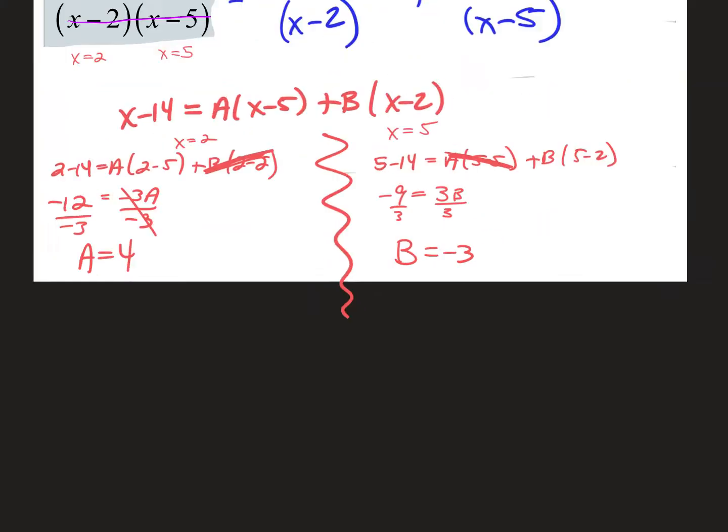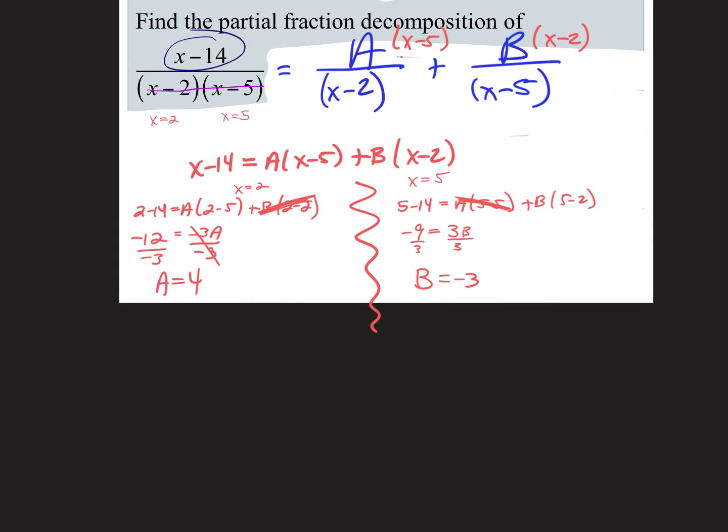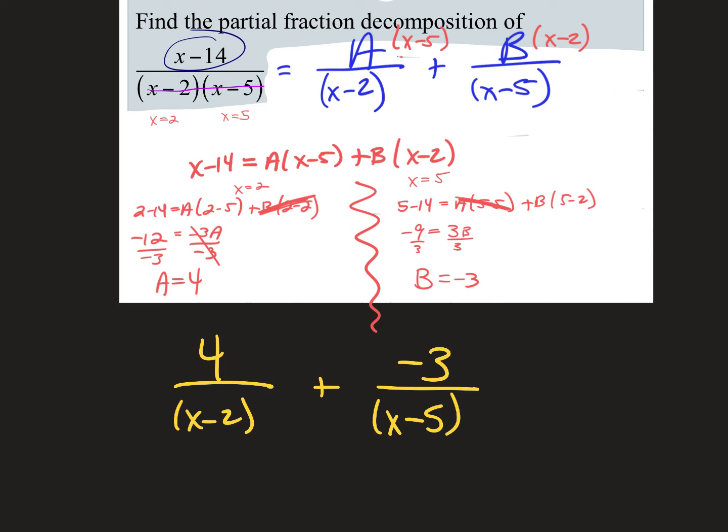Negative 3. Good. So now we go back to our original where we broke it up. My first fraction was x minus 2. My second fraction was x minus 5. What was the value I found for A? 4. And what was the value I found for B? Negative 3. You can write it like that, or I could change the sign in the middle to a what? A minus sign. And then to check it, you just multiply 4 times x minus 5 and negative 3 times x minus 2. But there is your partial fraction decomposition.